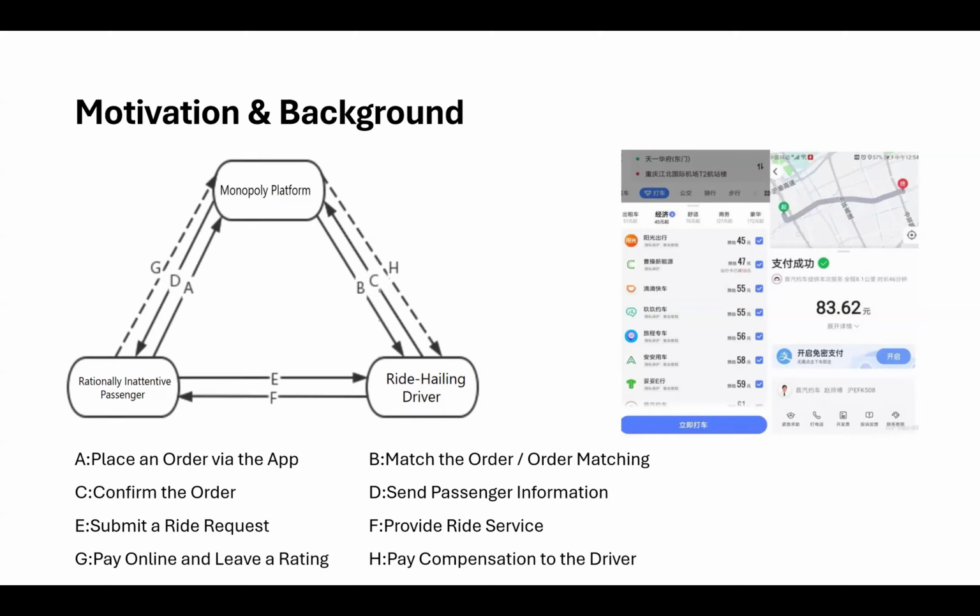Let me first direct your attention to the triangular diagram on the left. It outlines the entire structure of information and monetary flow within a monopolist ride-hailing platform, represented at the top vertex, and its interaction with rationally inattentive passengers and ride-hailing drivers, represented at the two lower vertices. The platform's strategic manipulation of these three elements ultimately shapes the outcome we aim to study, whether it is profit maximization or social welfare maximization.